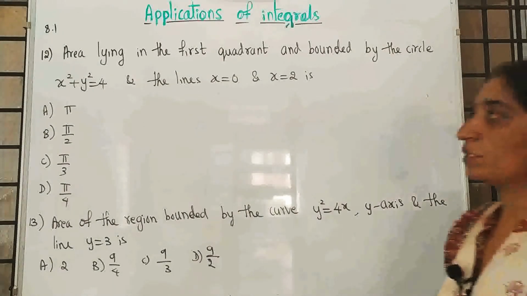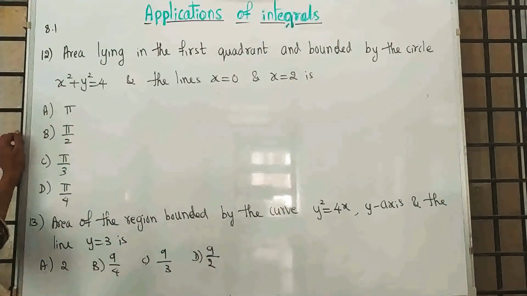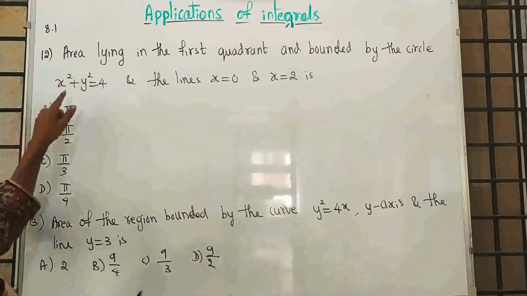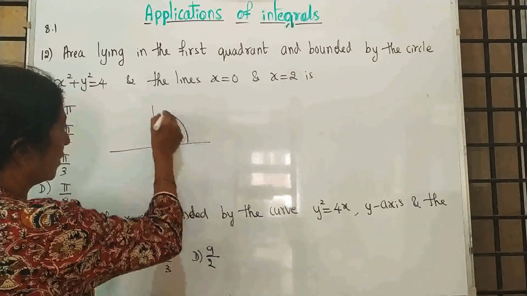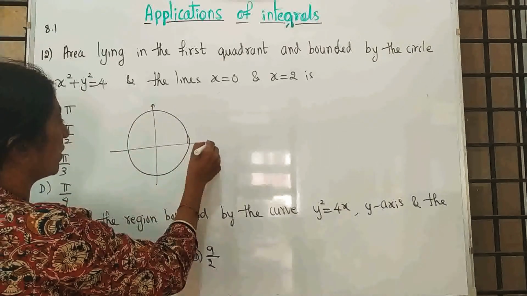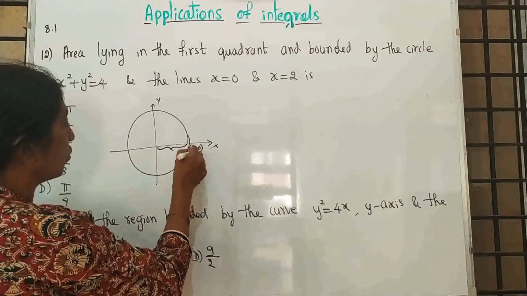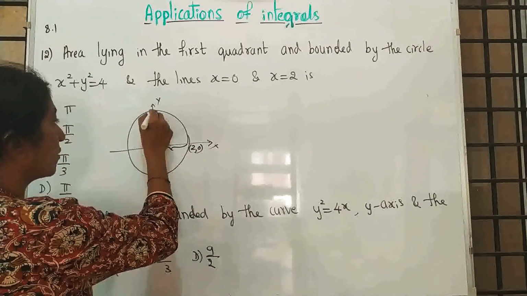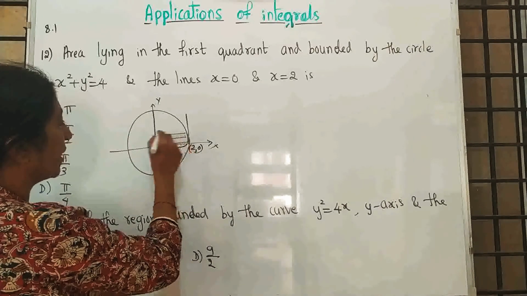See the 2 multiple choice questions. Area lying in the first quadrant bounded by the circle x square plus y square is equal to 4. X square plus y square is equal to 4 means x square plus y square is equal to 2 square. What is the radius? Radius is 2. This point is 2, 0. And the line x is equal to 0 means this line, x is equal to 2 means this line. This is the required area.